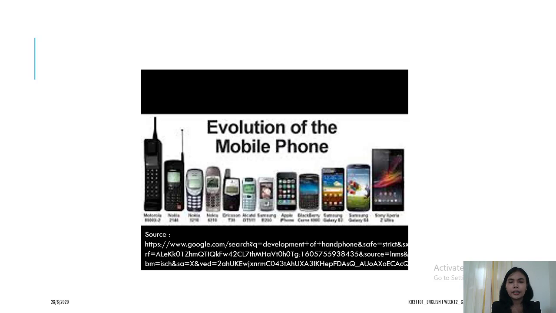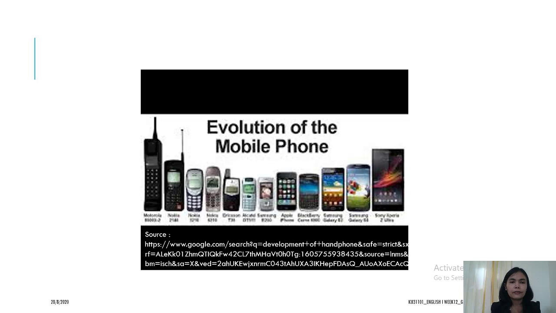And here, I'm taking the example of the mobile phone, because I think the mobile phone nowadays is the most common gadget that people have. At least in one house there is one mobile phone. So we're going to talk about the evolution, and as you can see over here, there are pictures of mobile phones from time to time, starting from bigger, and then getting smaller, and then actually getting bigger again.